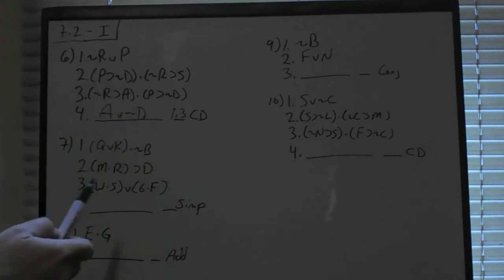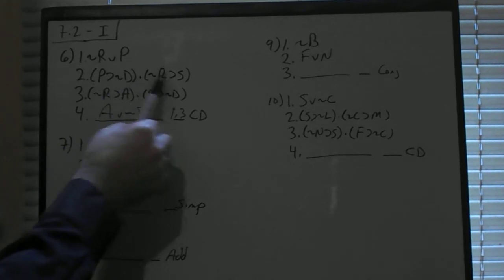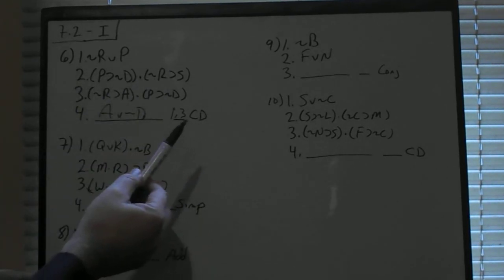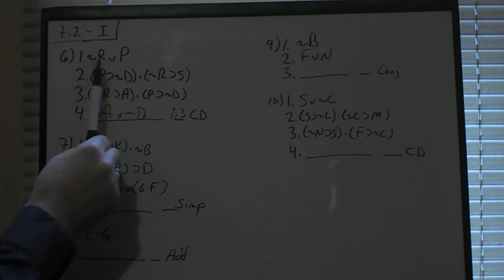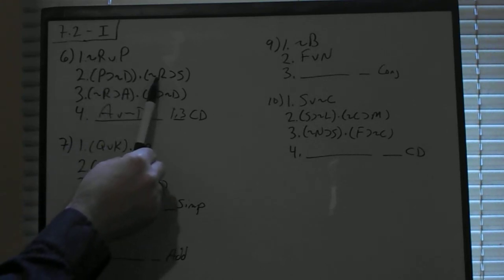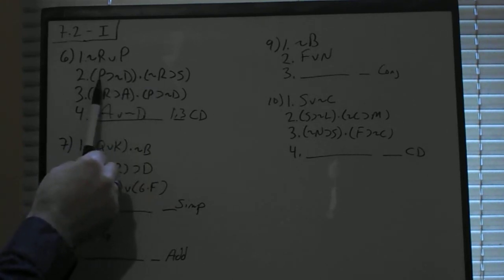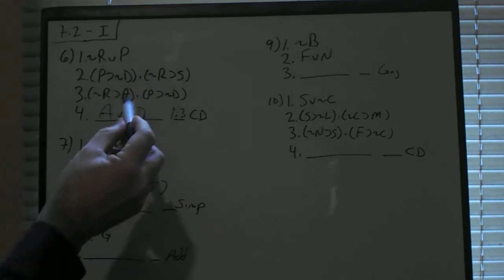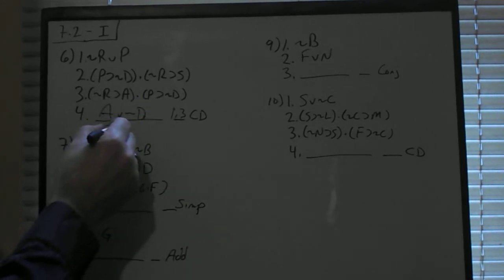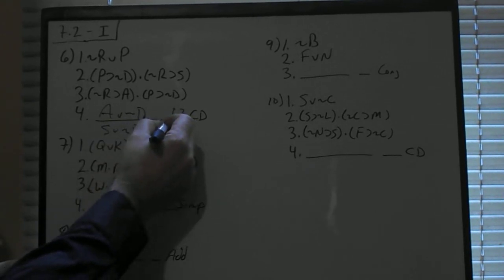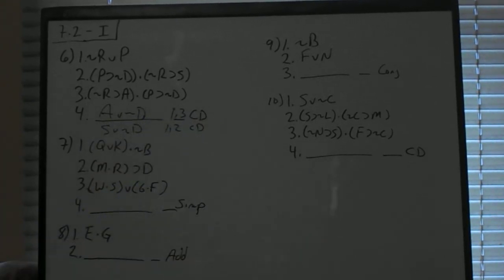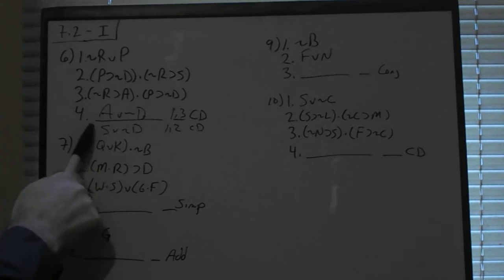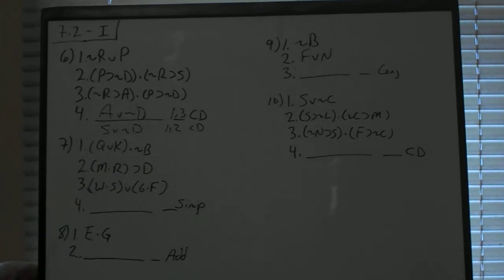But because the dot, remember, doesn't matter which order things are taken in with the dot, we also have not R or P right here, not R or P. Therefore, you could have derived S or not D from 1 and 2 through constructive dilemma. So this is the more obvious, but that one would have been acceptable too.